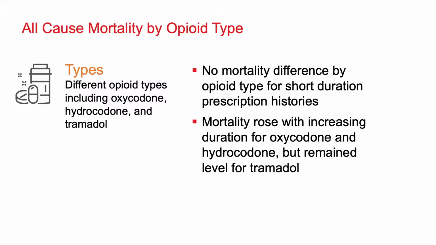We focused in on oxycodone and hydrocodone, 2 of the most commonly prescribed opioids, and tramadol, which is often thought to be less addictive than other opioids. What we found is that for short-duration users between 1 to 30 days supply, there was relatively no difference in the mortality outcomes. However, once we exceeded 31-day supply, that's where the differences started to show. Oxycodone and hydrocodone had increasing mortality as the duration of prescription increased. Meanwhile, tramadol remained level across increases in opioid prescription duration.